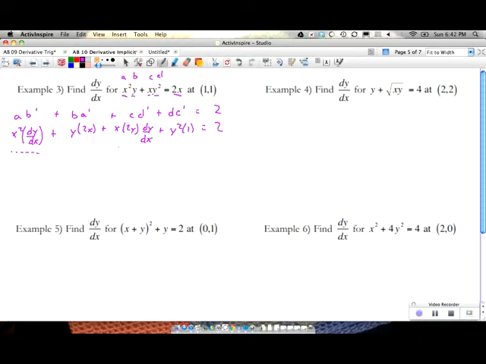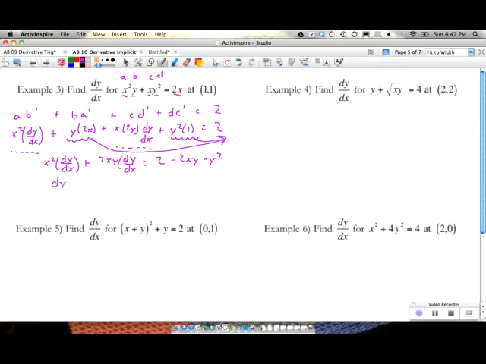Okay, so I notice here that I have this term and this term. The first and third terms have dy/dx, but the other two don't. So I'm going to move those over. That's going to give me x squared times dy/dx plus 2xy, I guess you could say, times dy/dx equals 2 minus 2xy minus y squared.